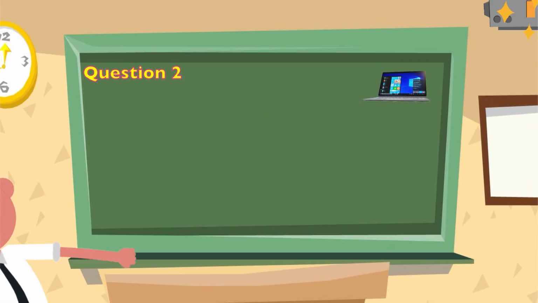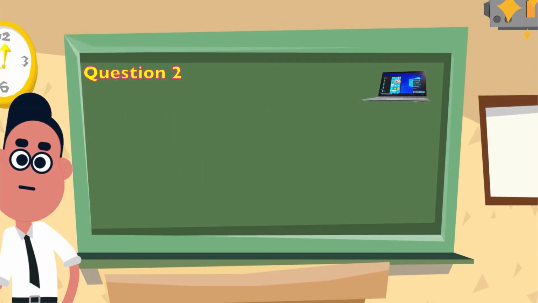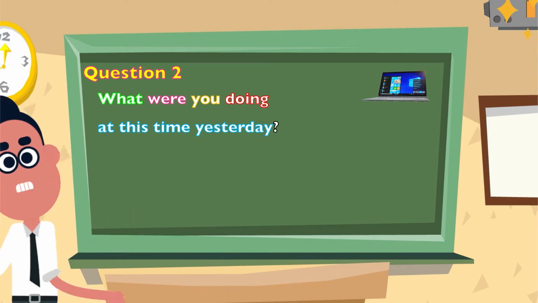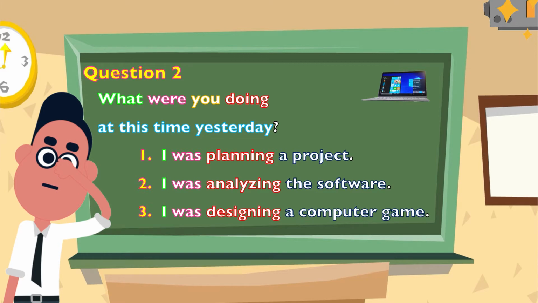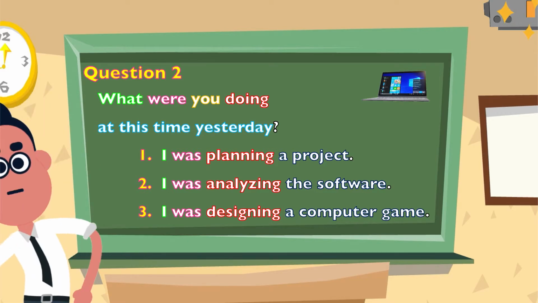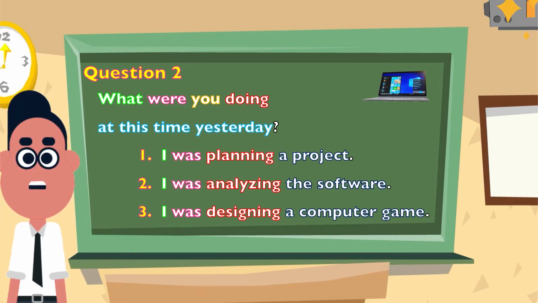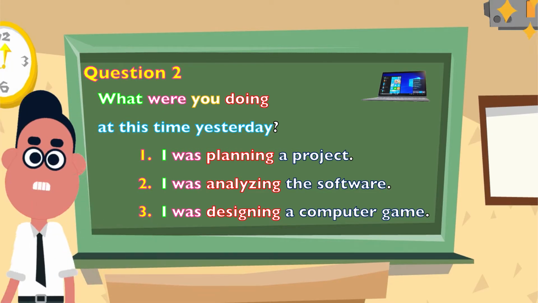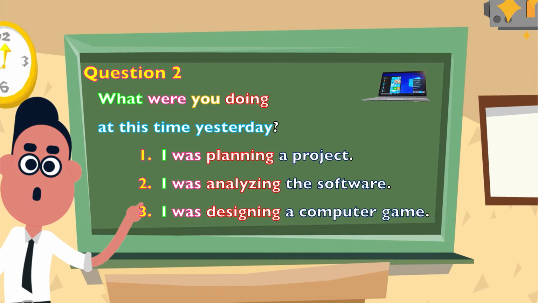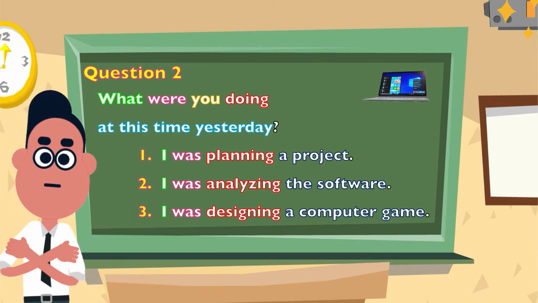So let's use some of those verbs that we mentioned before. What were you doing at this time yesterday? So for example, I was planning a project. I was analyzing the software. I was designing a computer game. Yeah, so notice here we are using past tense.